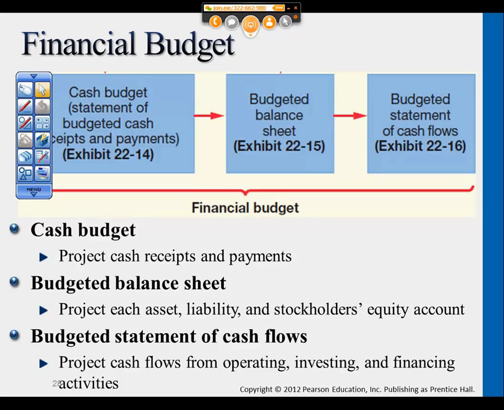All right, so just to remind you a little bit, we started with the operating budget and we said that there are certain components to it, right? We started with the sales and then inventory and so on and so forth. And then the third part was the capital expenditure budget, and now we are talking about the financial budget. So what is the cash budget? The cash budget is our projected cash receipts and payments. The budget balance sheet is our projected assets, liability, and stockholders' equity accounts. And then the budgeted statements of cash flow is our projected cash flows from operating, investing, and financing activities. All right.